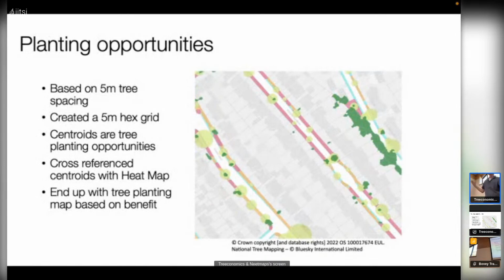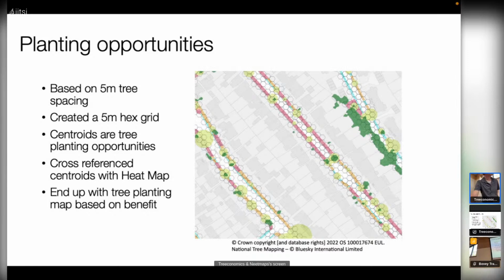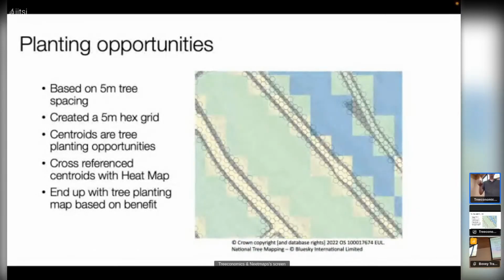And then it was a case of saying, okay, how many trees can we plant based on a 5 meter tree spacing? So we just bunged a hexagon grid on top, and any centroid that overlapped a pavement was a candidate area for planting.